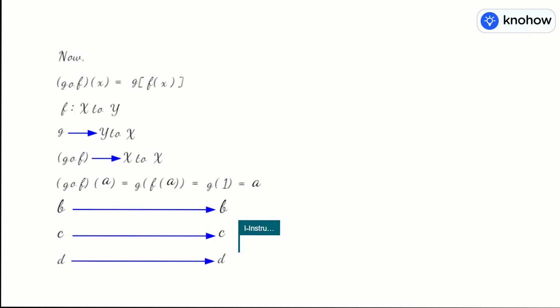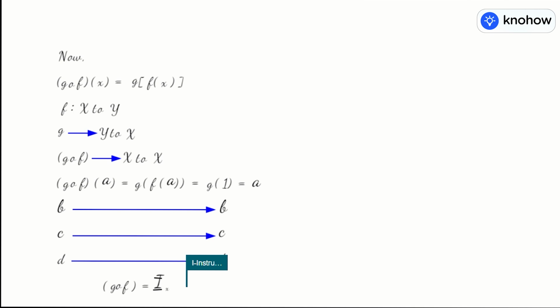Okay. So what is GOF of x? GOF of x is Ix, the identity function on x. That is, each element of set x is associated to itself. Okay, and now let's see FOG.